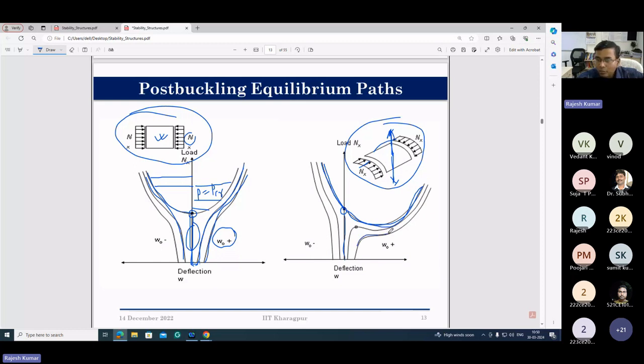When you have positive imperfections, then you have this path. When you have a negative imperfection, then you have this. So this is not a symmetric figure for shell panels. But when you have a plate, then you have the symmetric figure, isn't it?